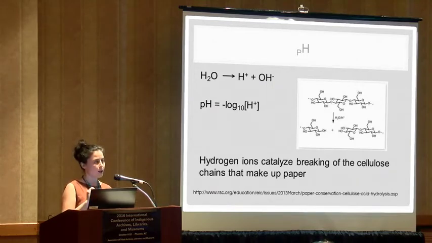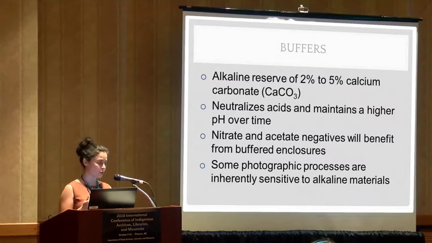And that's why a lot of times acidic paper feels so weak, because the chains in that paper have been broken down, so they're much shorter. You want nice, long, strong chains of cellulose in your paper. So buffers, when you see it applied to paper and boards, usually mean that there's an alkaline reserve of 2 to 5% calcium carbonate. And calcium carbonate will help to neutralize those hydrogen ions and maintain a higher pH over time.